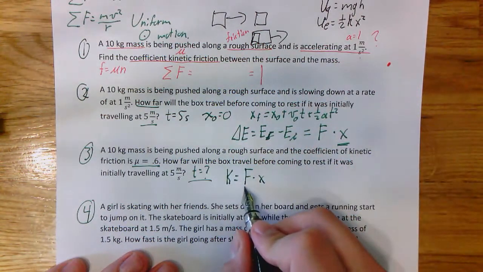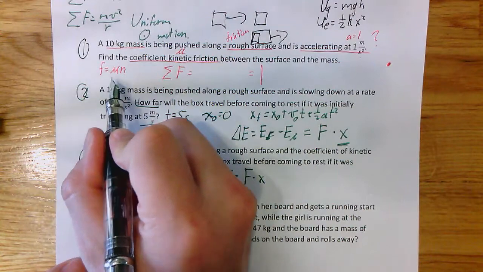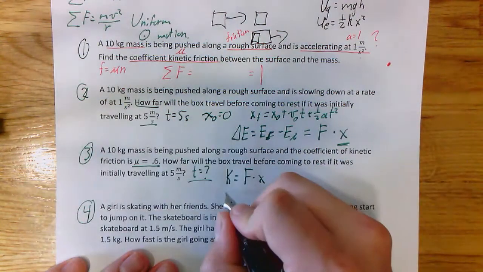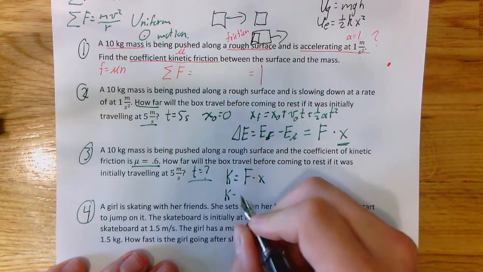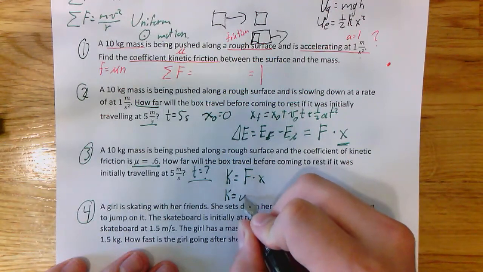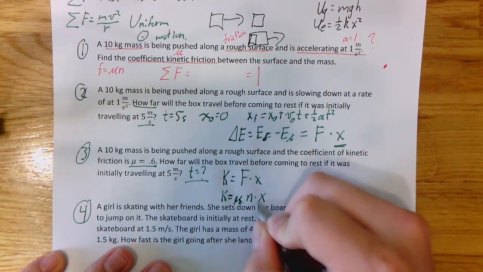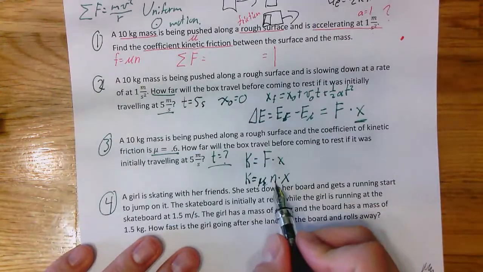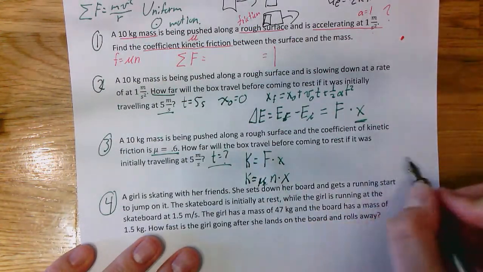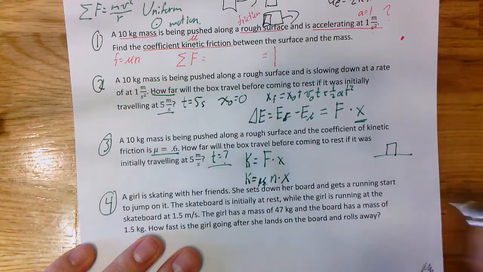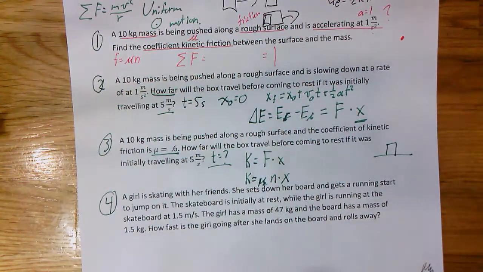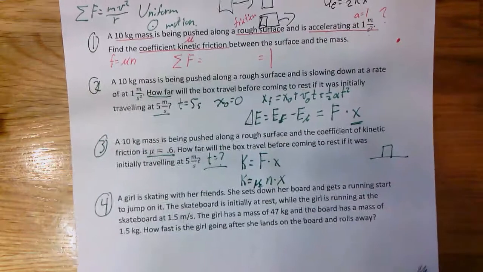Okay, our force is friction, which is mu times our normal force. So K equals mu N times X. You know mu, you can figure out N really easy because it's just a box on a flat thing. And then, work. Okay.